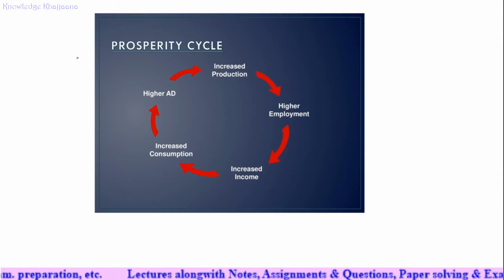See how the prosperity cycle works. Increase in the production will get higher employment. Higher employment will lead to increased income. Increased income will lead to increased consumption. Increased consumption will lead to higher aggregate demand. With the consumption, demands will increase, and if the demands increase, the production will get increased.